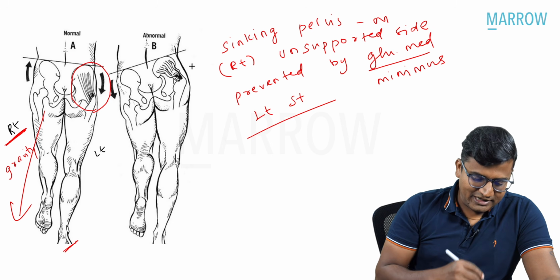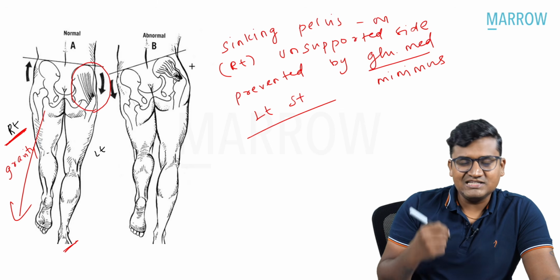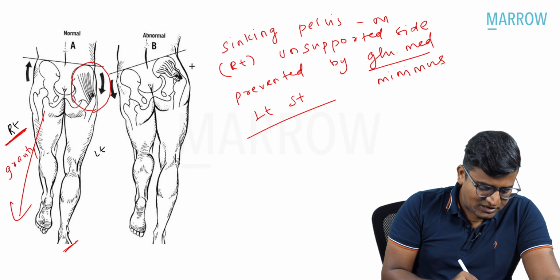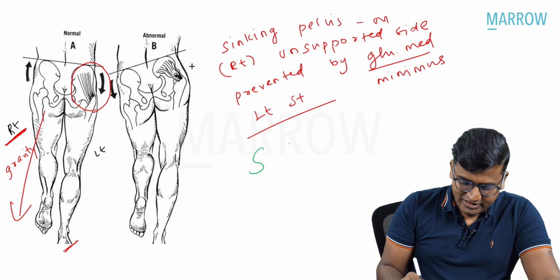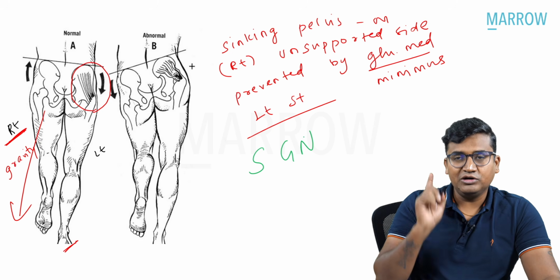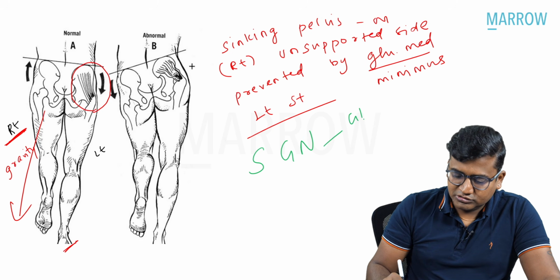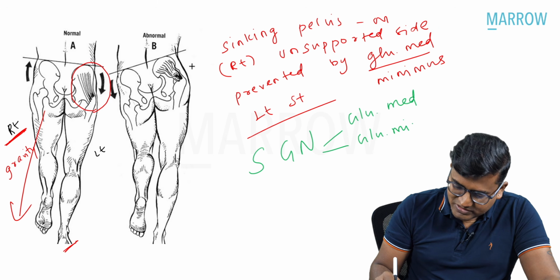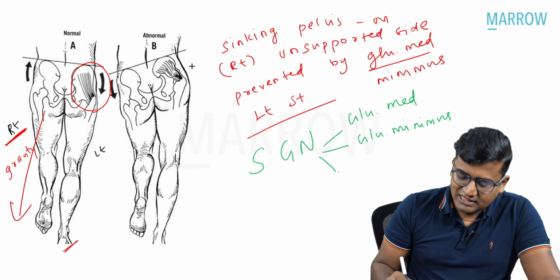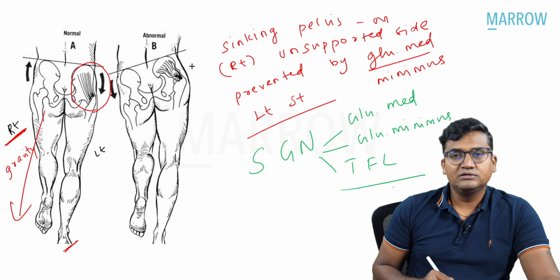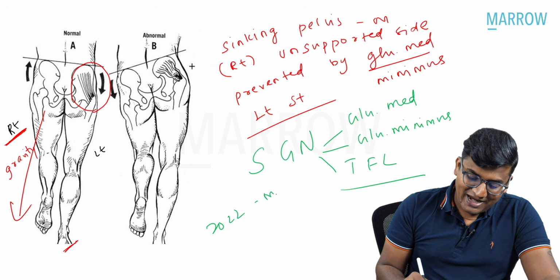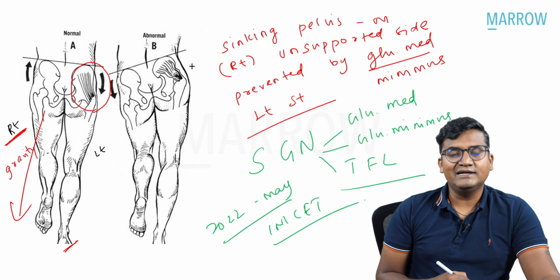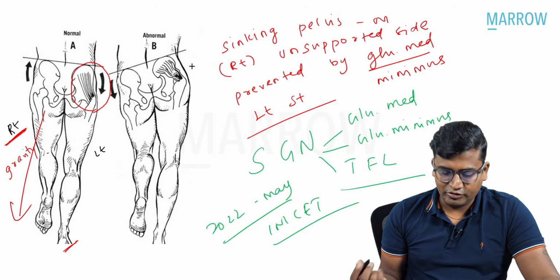Now here, on the left side, the gluteus medius muscle and minimus muscle are not working. Gluteus medius muscle and minimus muscle are supplied by the superior gluteal nerve. Superior gluteal nerve supplies three muscles. What are those? Gluteus medius muscle, gluteus minimus muscle, and tensor fascia latae muscle. 2022 May INI-CET question. Again they will ask you in the coming NEET exam: superior gluteal nerve supplies all of the following except.